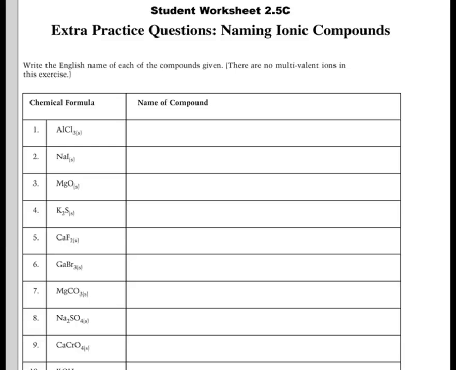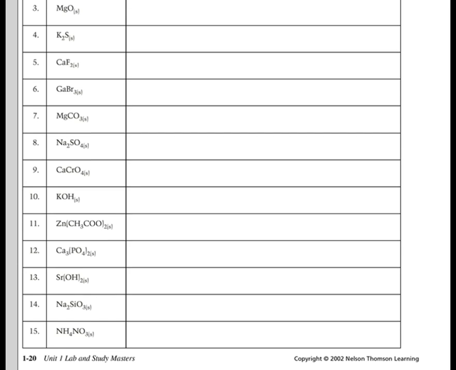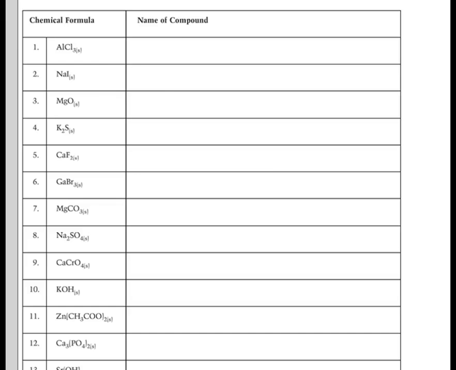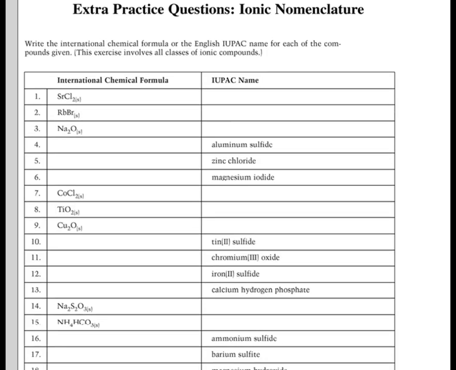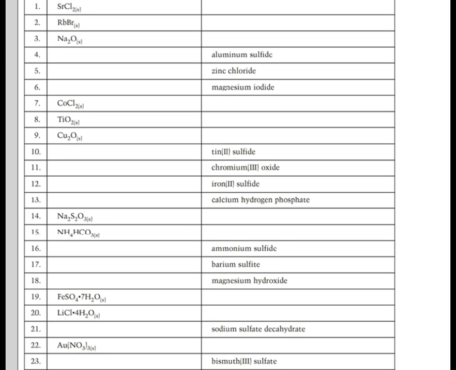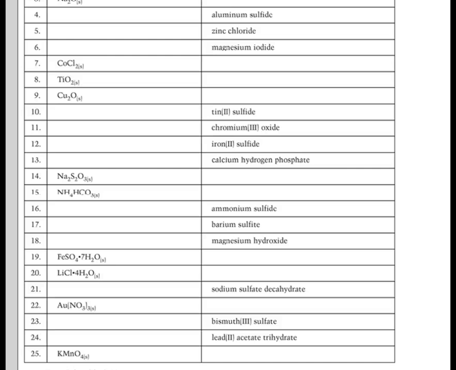Okay, so worksheet 2.5c is lots of naming ionic compounds with binary ionics. You have some polyatomics, and most of those, by the looks of it, don't include multivalent metals. When you look at worksheet 2.5e, you'll see a good variety there as well, where you have a name or a chemical formula. You will see some multivalent metals there. You will see some compounds, such as in number 19, 20, and the name in 24, which involve water.